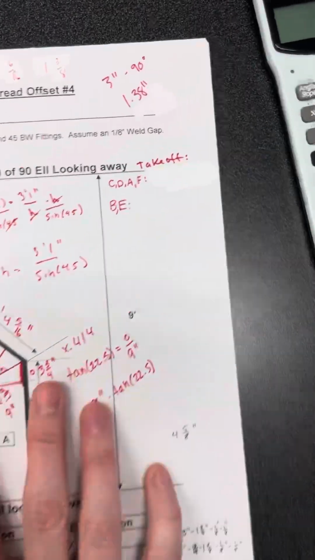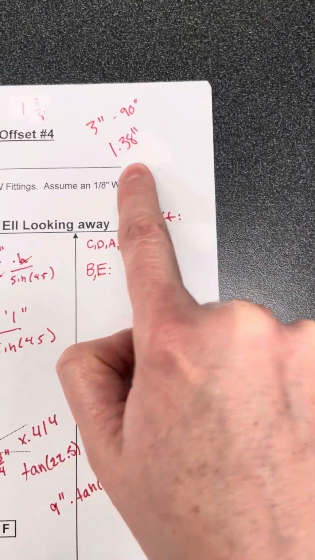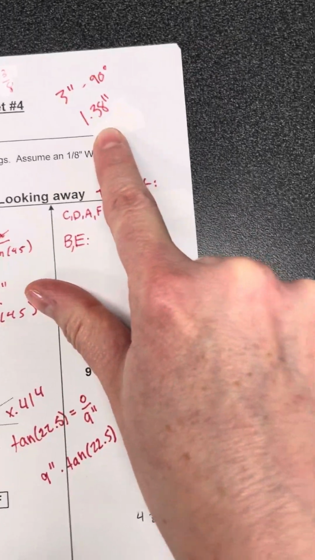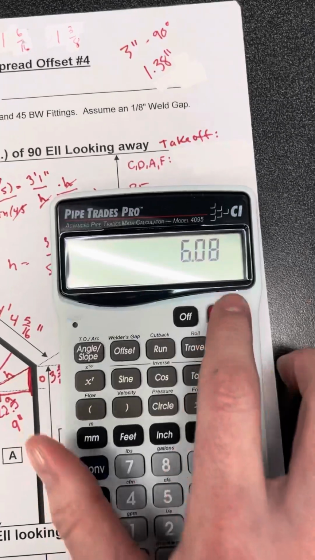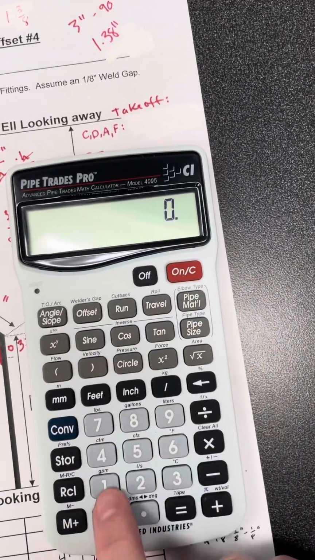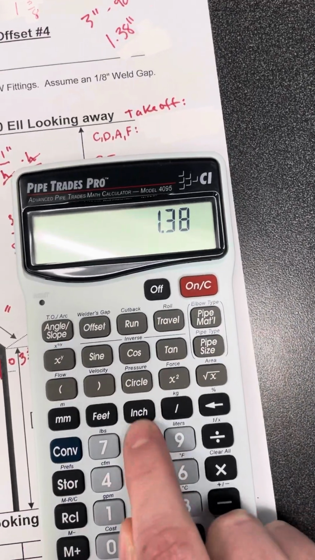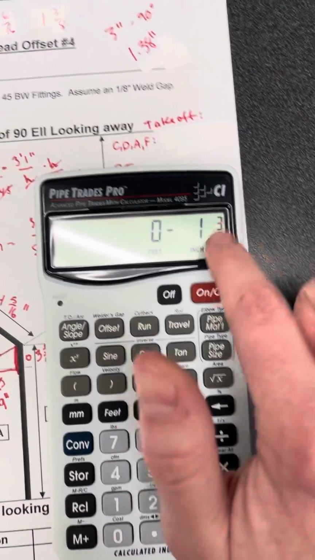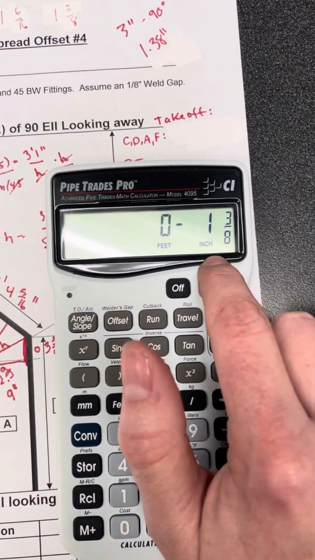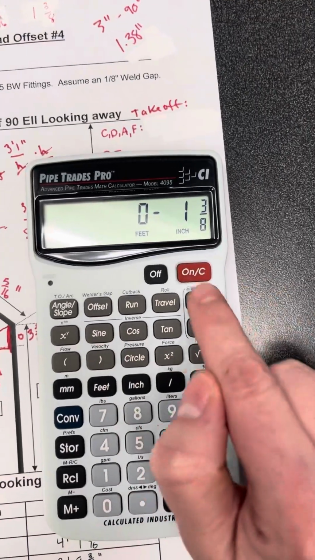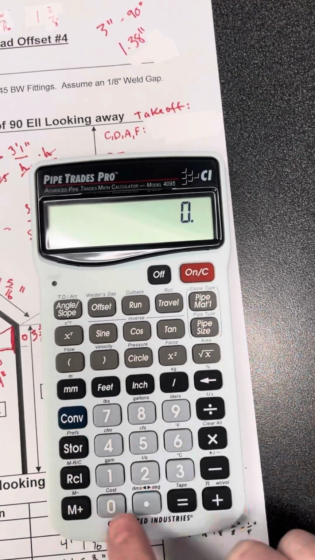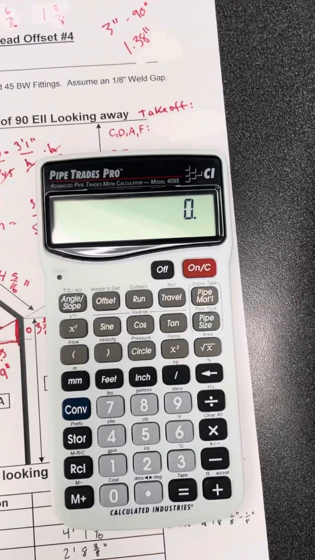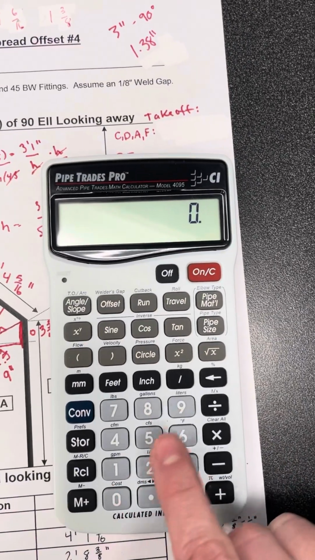So just really quickly, 1.38 is obviously a decimal. There are 2 ways we can convert this to a fraction. The first is using the Pipe Trades Pro. We just do 1.38, push inches, and then we convert that to feet, funnily enough, and then it will tell us that that's 1 inch and 3/8. The other way we can do this is just to take your decimal and multiply by 16, and then that will give you a fraction over 16.